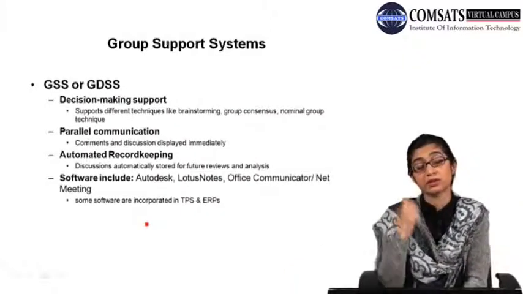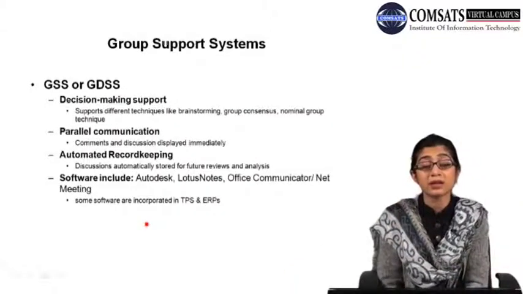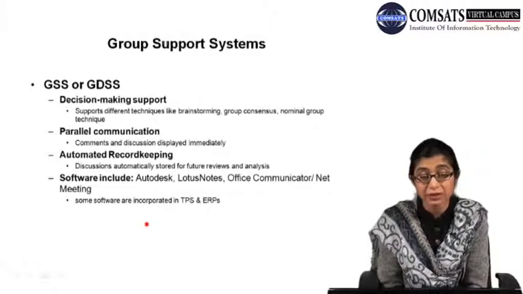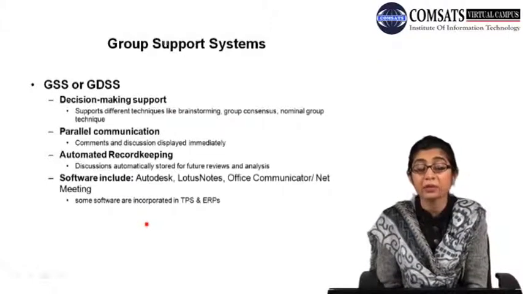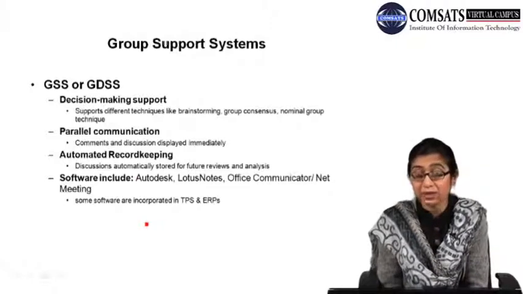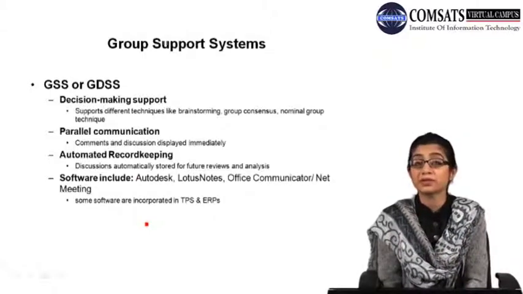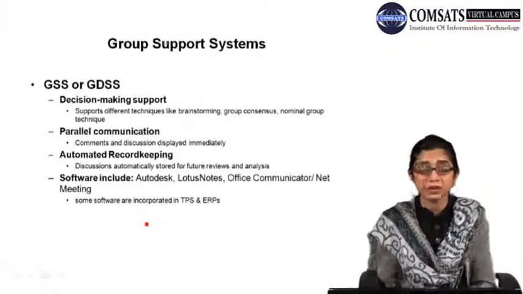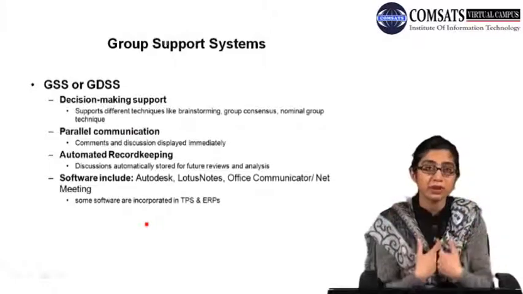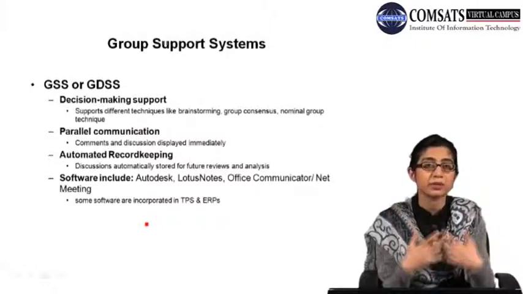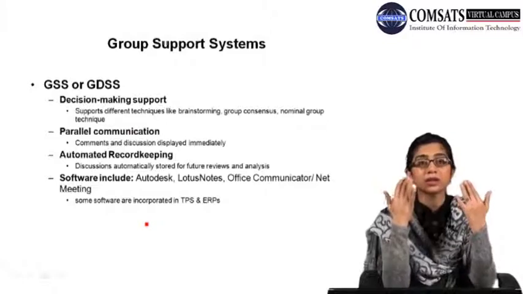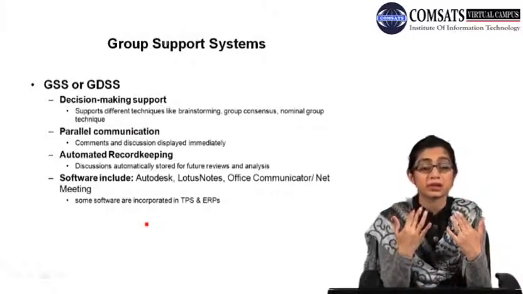Next characteristic of the GSS is decision making support. That is, it supports different techniques like brainstorming, group consensus, and nominal group technique. That means, when we talked about decision making, different individuals make decisions differently. If an individual is thinking about decision making in their own mind, then there is a different cognitive process going on.